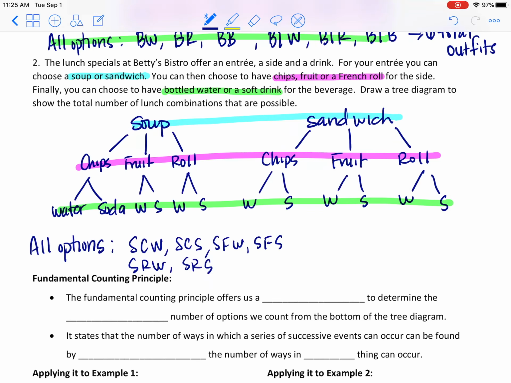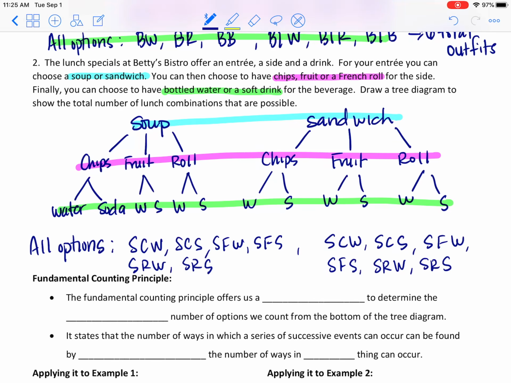Okay, and then there's the next side over here, where I could have had a sandwich, chips, water, or a sandwich, chips, soda, or sandwich, fruit, water, sandwich, fruit, soda, and then lastly, sandwich, roll, water, sandwich, roll, soda.